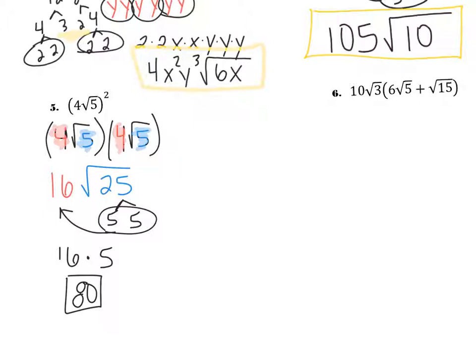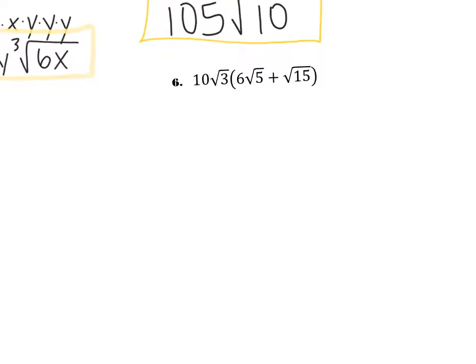Example 6 in your workbook is another example of multiplying radicals. This time we are going to use the distributive property. Okay, so the first thing I'm going to look at multiplying the 10 square root 3 by the first term 6 square root 5. And I'm going to start with those coefficients, so I am going to multiply the 10 times 6 first for 60, and then I am going to make sure that I multiply the radicands together. So 3 times 5 is 15.